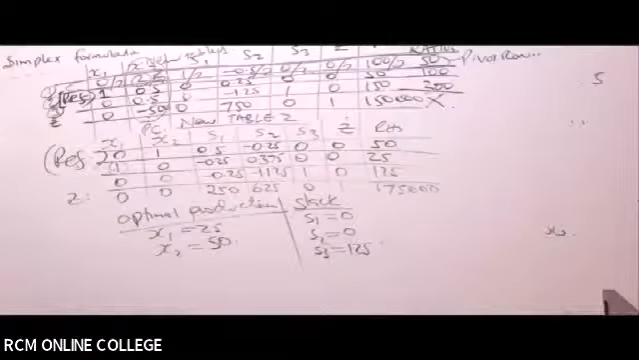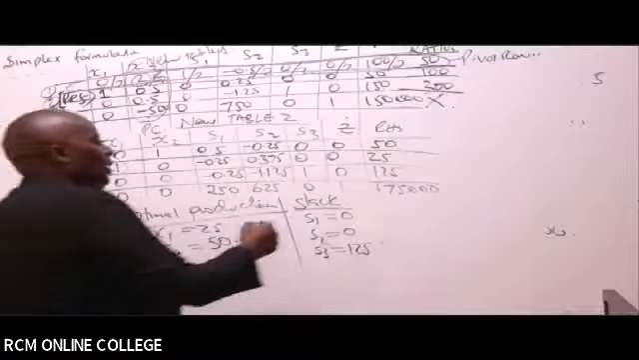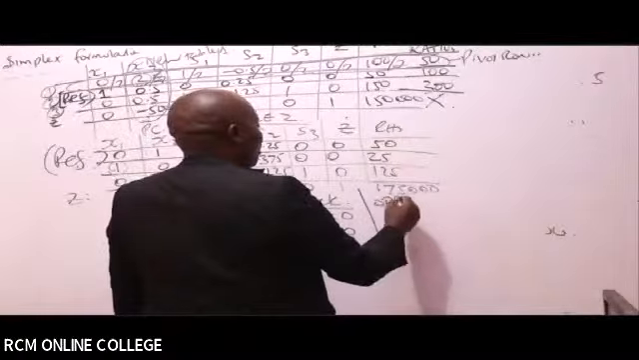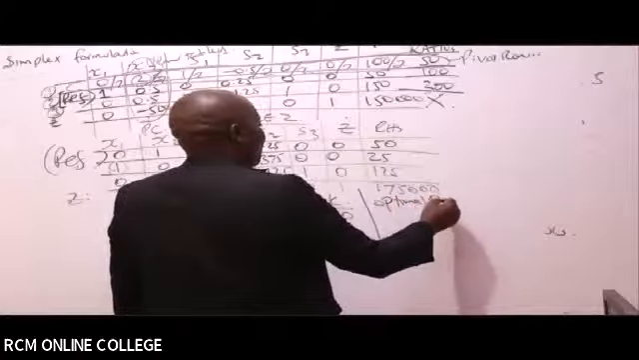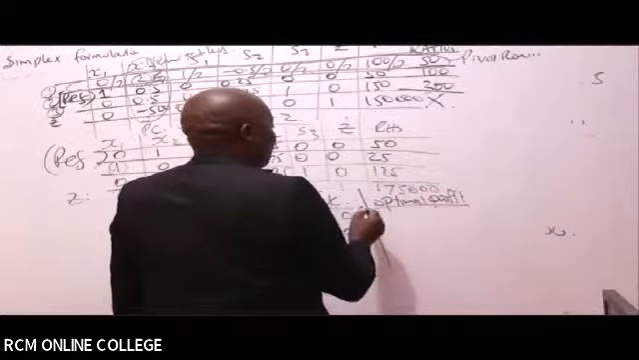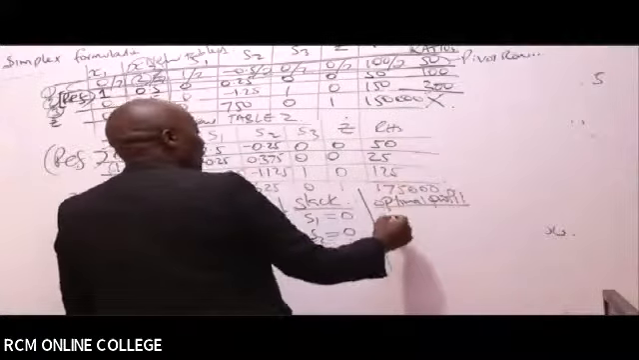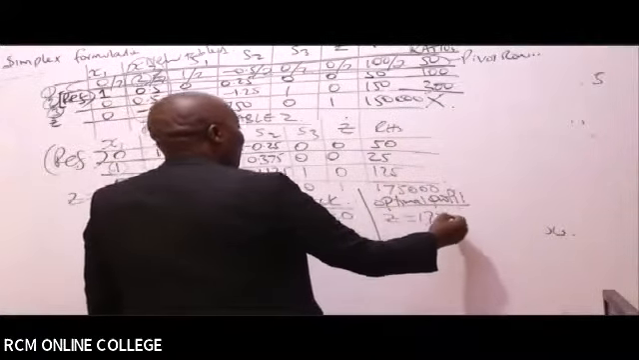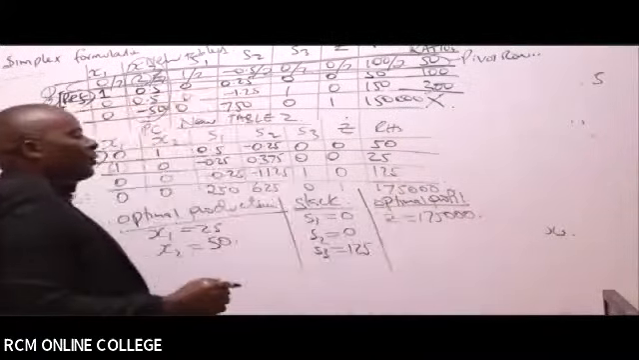All right. And then, of course, we have the optimal profit. The optimal profit is the final figure of Z, which is 175,000.